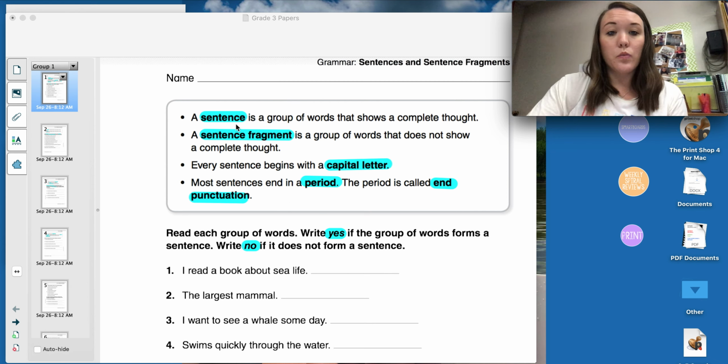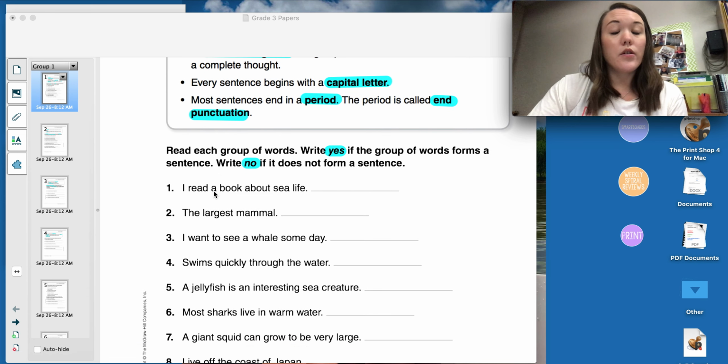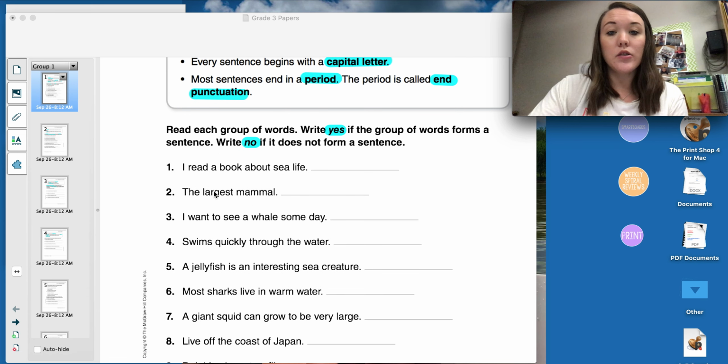On this page, we're looking at sentences and sentence fragments. I already went over what a sentence is, and a sentence fragment is a word or a group of words that does not show a complete thought. Every sentence begins with a capital letter, and most sentences end in a period, and the period is called end punctuation. The directions on this page say to read each group of words, write yes if the group of words forms a sentence, write no if it does not form a sentence.